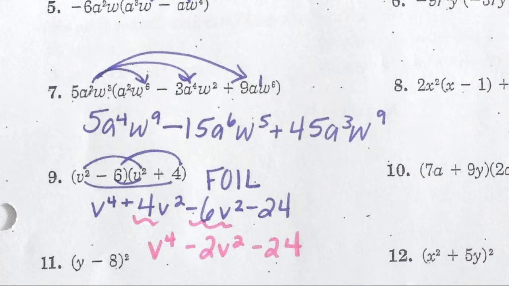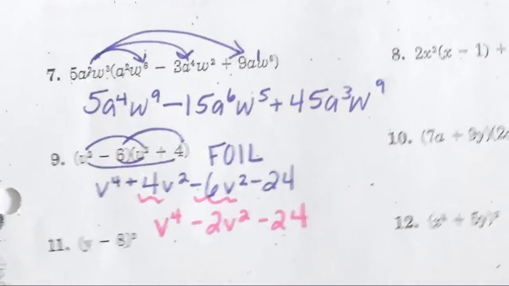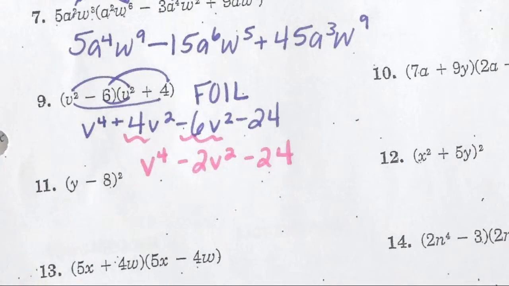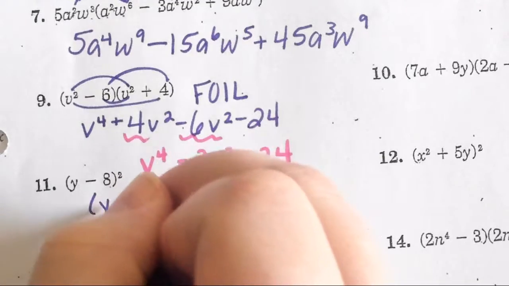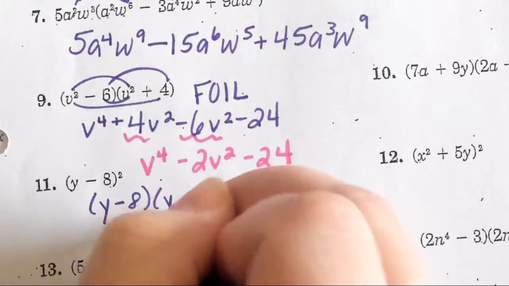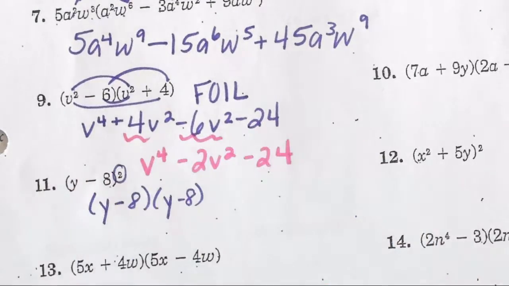11 is going to be another FOIL. We just have to write it out ourselves. So if you've forgotten, you want to write this out because your 12 is similar. I would actually do my y minus 8 times y minus 8. That's what y minus 8 squared means. And I would FOIL it out and get my answer. 13 is yet again another FOIL. Why are 15, 17, and 19 not FOIL problems?